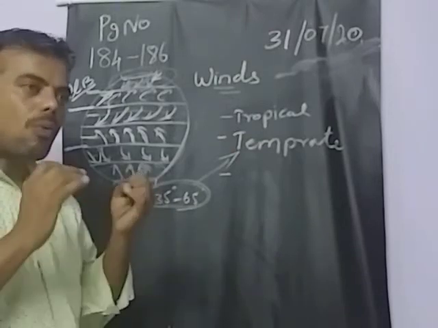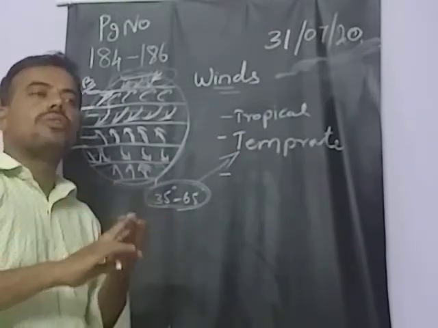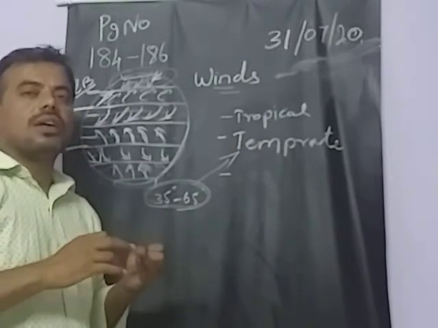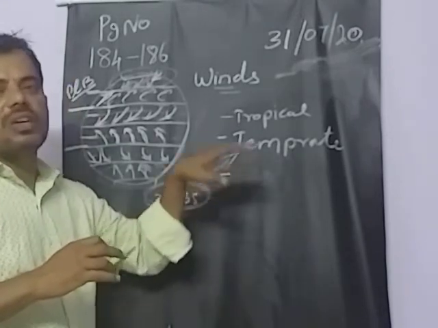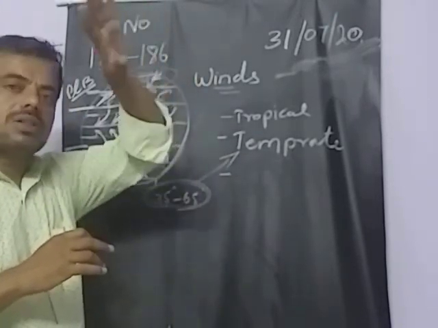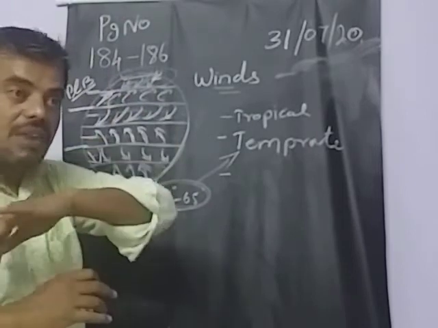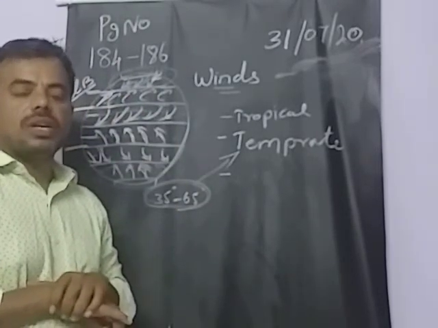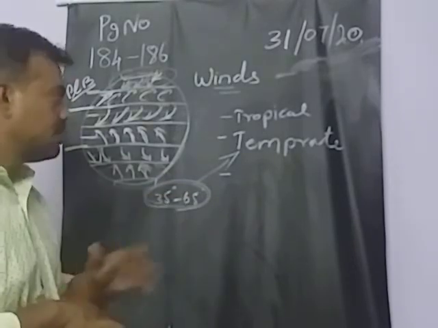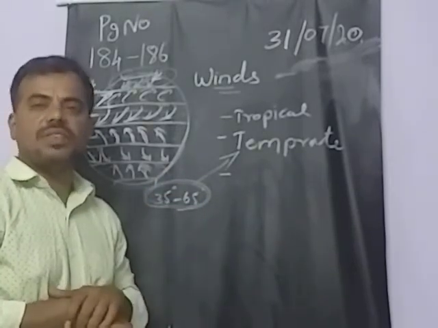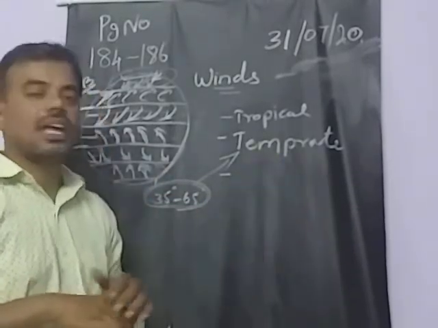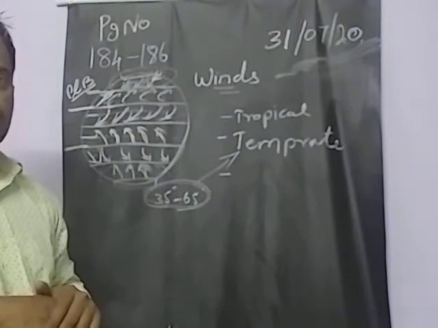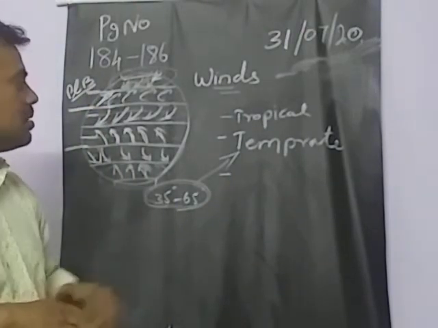Because of the warm wind and cold wind interacting, it blows towards the Mediterranean Sea, European countries and Russia, and up to India we will get it at the time of the winter season. In India it will be called a western disturbance, which means temperate cyclone. Okay, so this is about temperate.